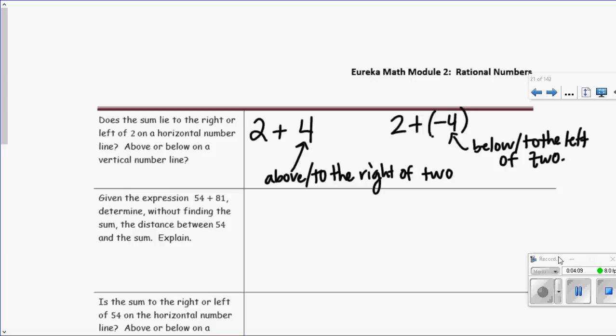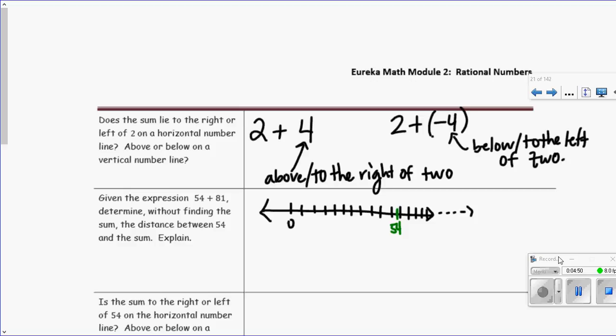Okay, what about the expression 54 plus 81? You don't have to find the sum, but what is the distance between 54 and the sum? So I'm going to draw just kind of like a makeshift number line here. We'll say 0 is here, and then 5, 10, 15, 20, 25, 30, 35, 40, 45, 50. So at about right here, I could say that this is 54. And then the question is, if it keeps going, it goes on forever and ever, how far is the answer from 54? Well, if I'm adding 81, it is 81 units away.